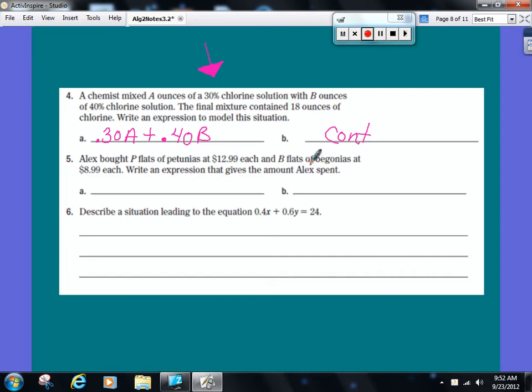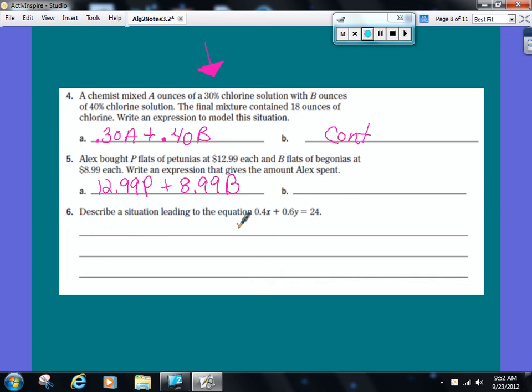Alex bought P flats of petunias at $12.99 each and B flats of begonias at $8.99 each. Write an expression. Okay. So $12.99 for petunias, $8.99 for begonias. I like to say begonias. I think it's a funny word to say.